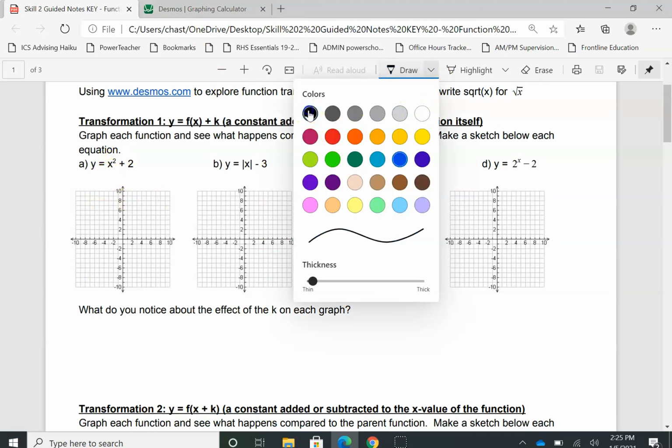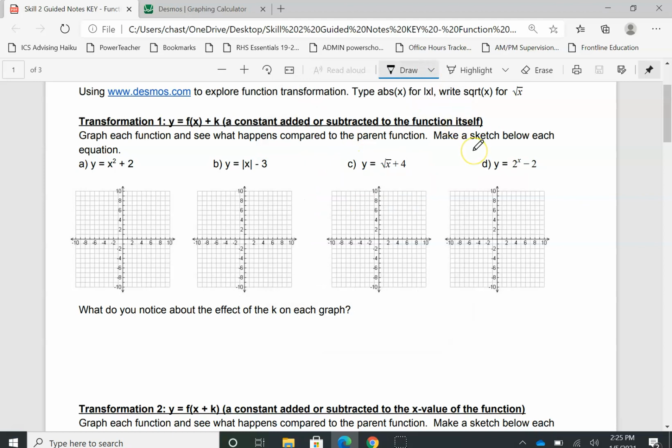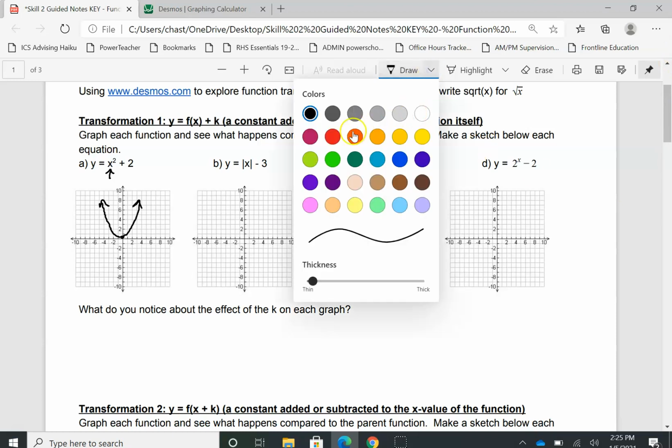Okay, so y equals x squared plus 2. I will start by drawing the parent function. Parent function is a quadratic. The x squared part, we should know that means quadratic. The parent function says that we would have a graph that looks like this. But I want to know, well, what happens when we add 2 to that function?